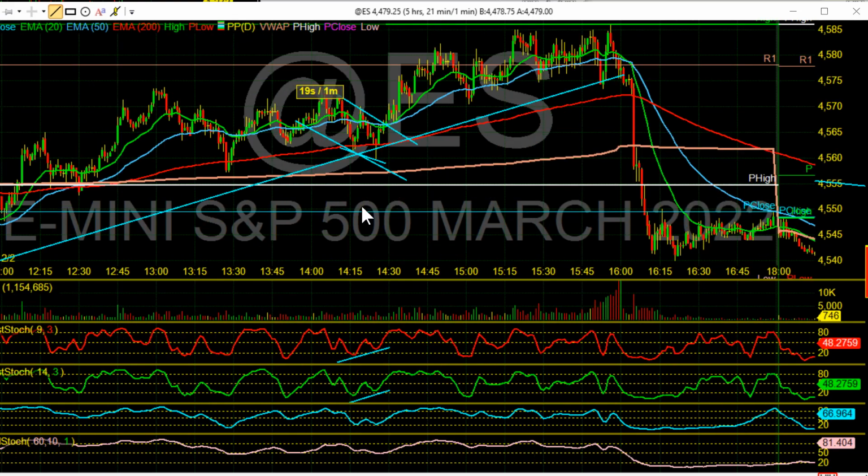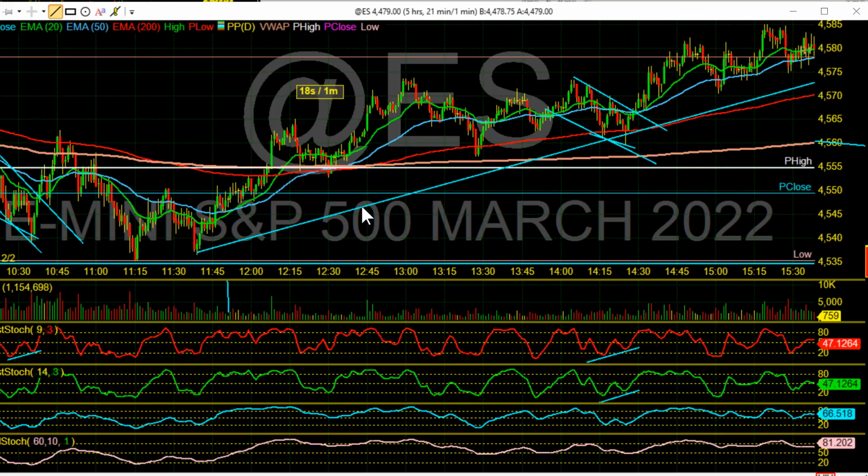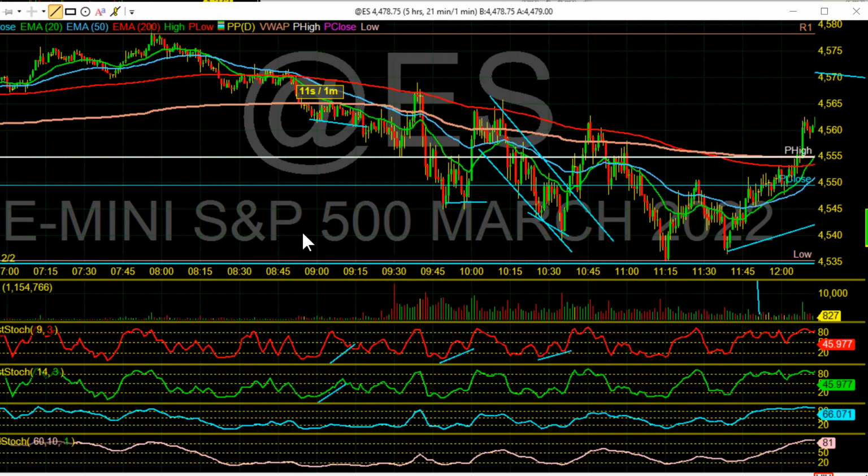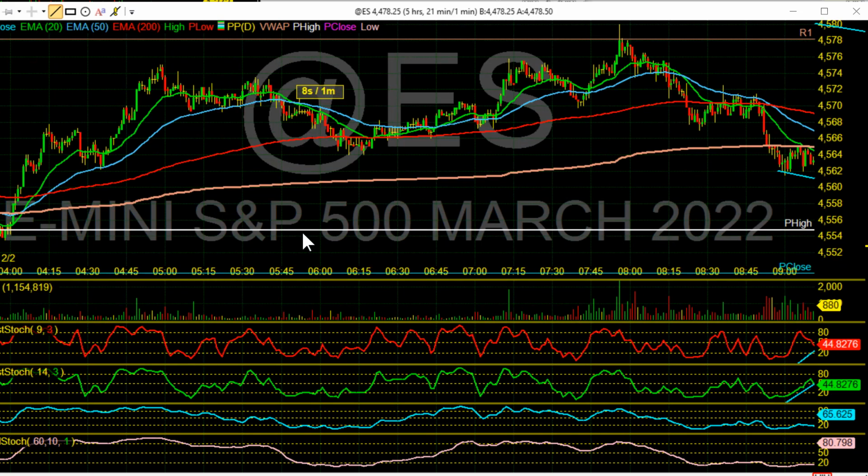As long as they hold at 90, or I should say the 80 level on the slow stochastics, if they could hold that level, and that's on the buy side, and just the opposite on the sell side or the short side.